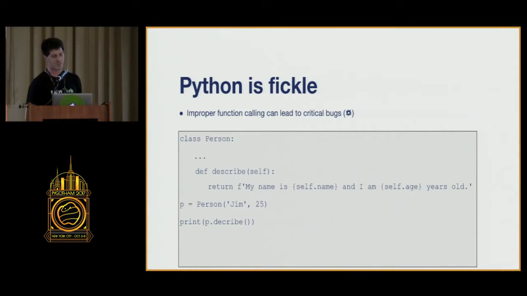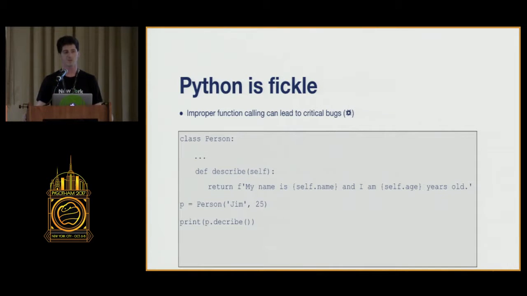So here's an example of why we'd want to use static typing in Python. Python is pretty fickle. If you call functions improperly in Python, it can lead to really critical bugs. Here we have a class Person with a method describe on it that just prints out some useful information. Let's say we have a person object and we call describe. I've done this before. I fat-fingered the keyboard and I missed a letter. And this can ship to production code.